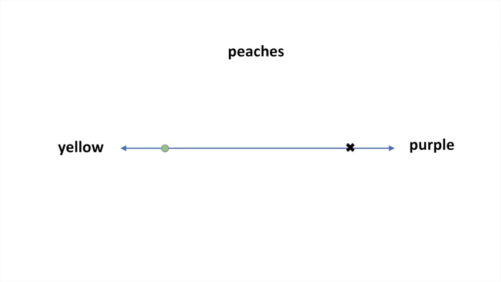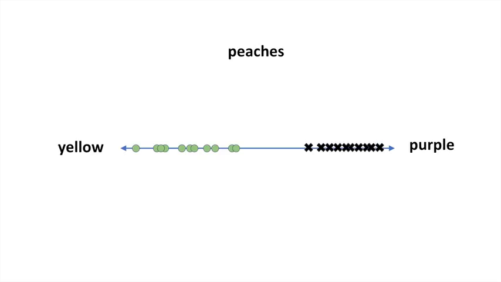You grab another one that's pretty purple and you taste it and it's nasty, it's rotten. So you put a black X at the point that represents its color. And you do this again for a few more peaches, some yellow ones, some purple ones, some ones in between. And before long, you have a data set that looks like this. The green circles all show good peaches, the black X's show bad peaches.